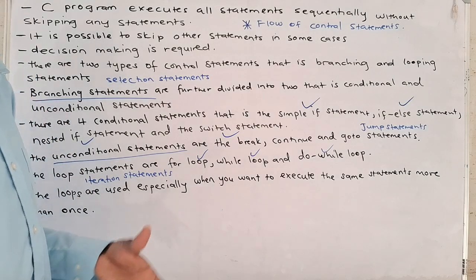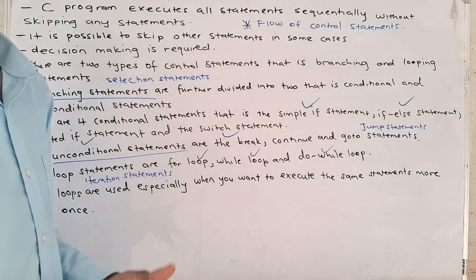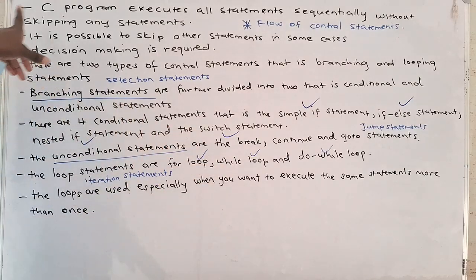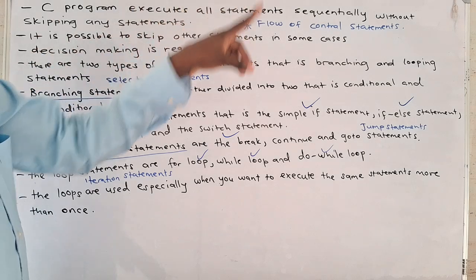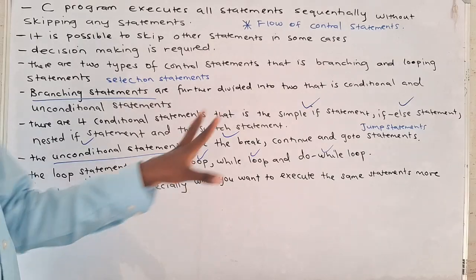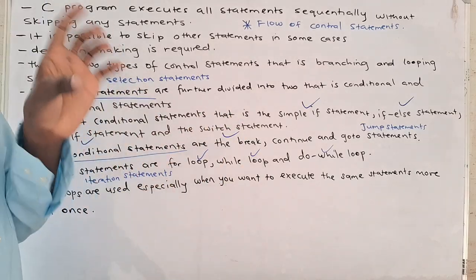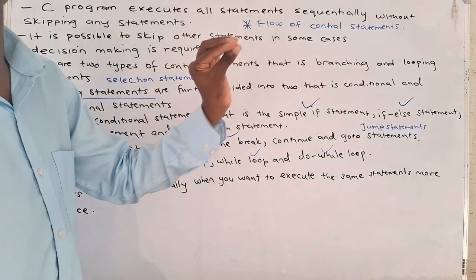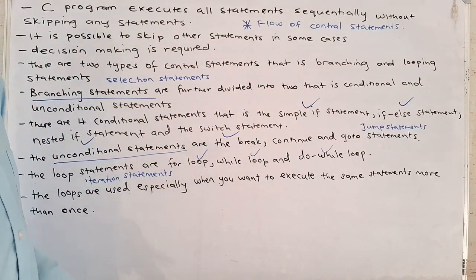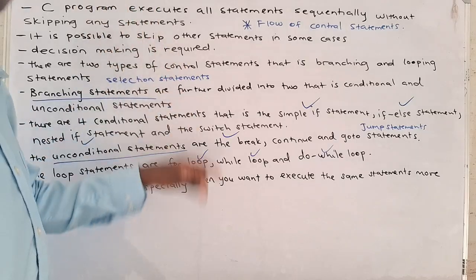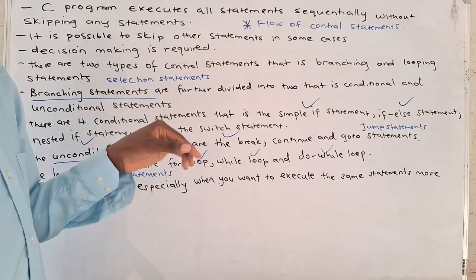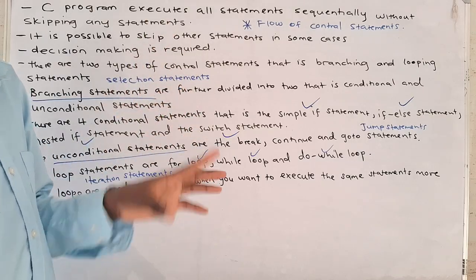Let's say you want to print the statement "I am here" 5 times. Instead of writing printf "I am here" five times, you can write only one statement, printf "I am here". But you are supposed to put this statement in a loop, and you should tell the compiler how many times the statement should be printed.